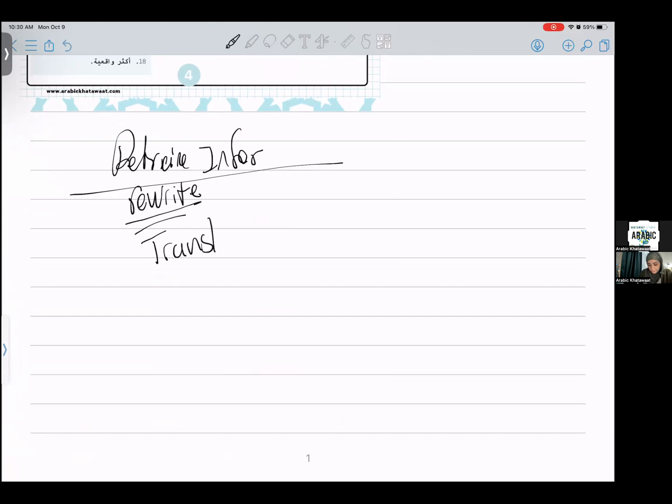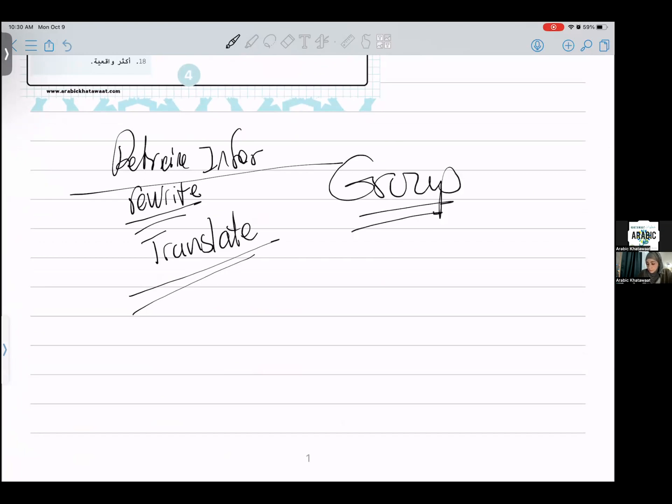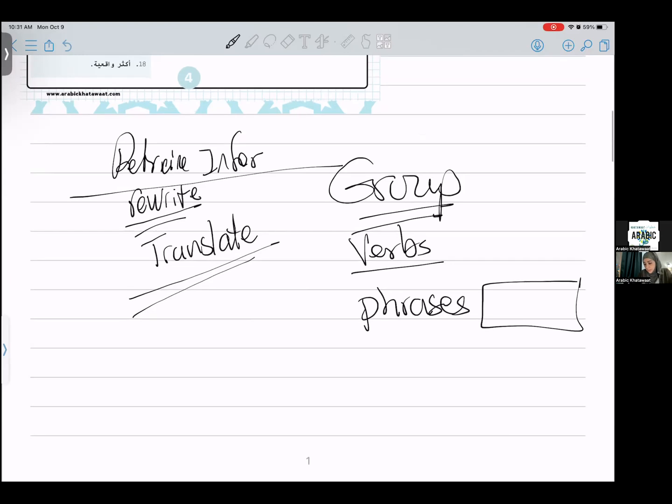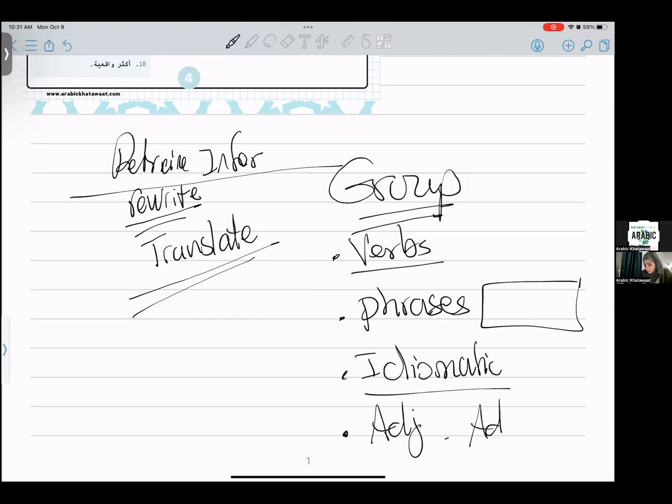translate, and of course, the most important part is group your vocab. Verbs, phrases, complete sentence, the way it occurs with verb and noun and adjective and preposition, idiom, idiomatic expression. What else we did? Adjectives, adverbs.